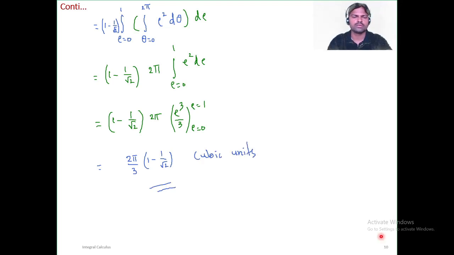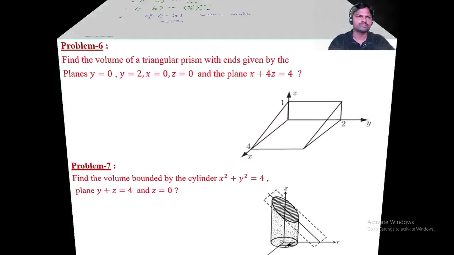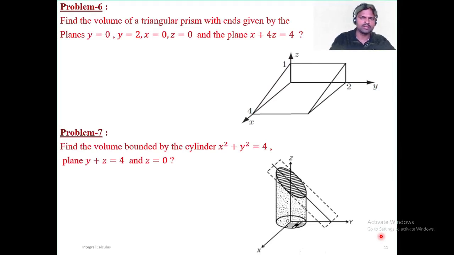Okay, next problem number 6 and 7. Roughly I will give the idea about this. Find the volume of a triangular prism with ends given by the planes y equals 0. Y equals 0 means what? The XZ plane, because this is the Z axis and this is the X axis. In this plane the y coordinate is absent, that's why this is y equals 0. Next, what is given? Y is equal to 2, so this will be y is 2.